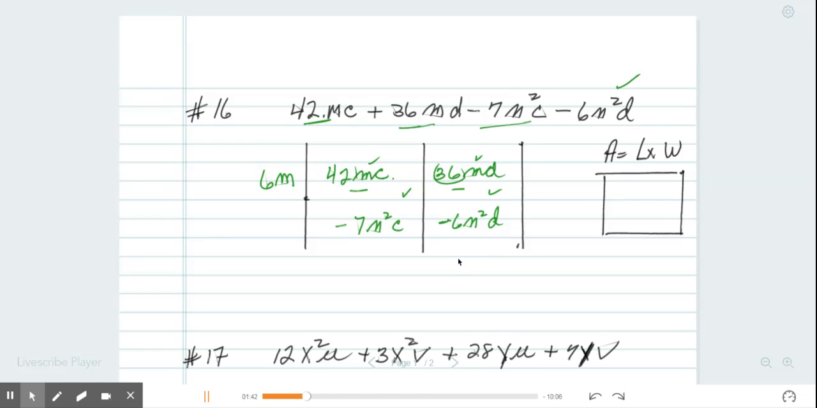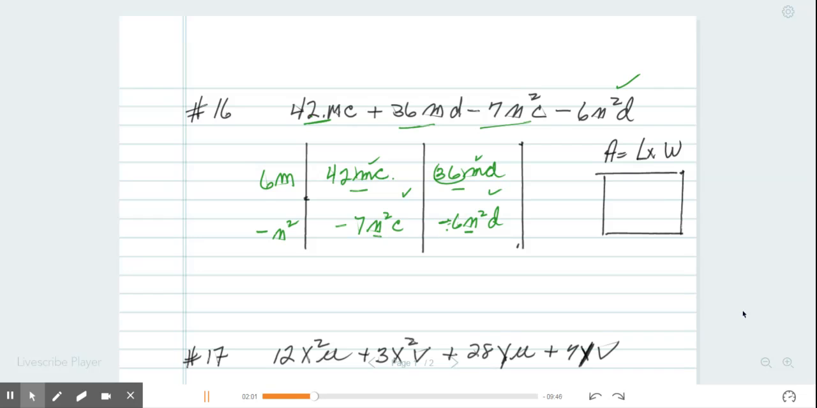All right, I look at the second term here. I've got a 7 and a 6, nothing common. I've got an N squared here and an N squared there, but put this minus sign out in front. So I want to factor out an N squared, but I'm also going to factor out a minus sign. So this is going to be a minus N squared.